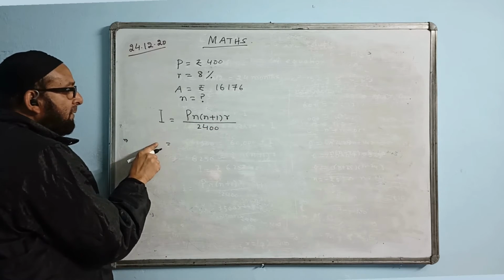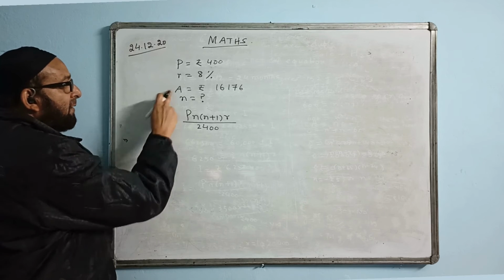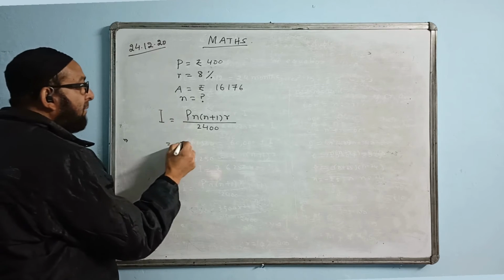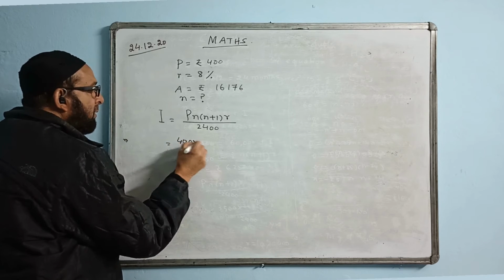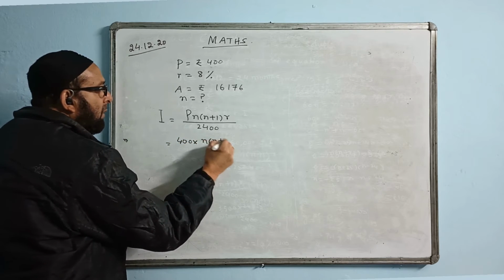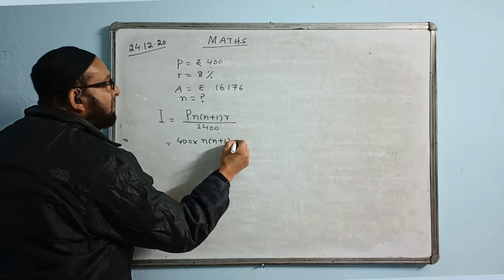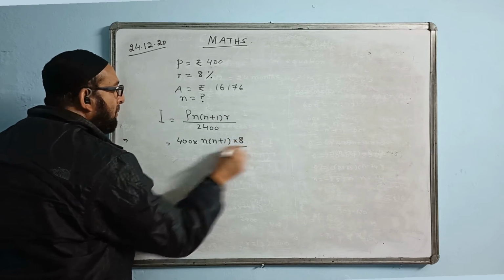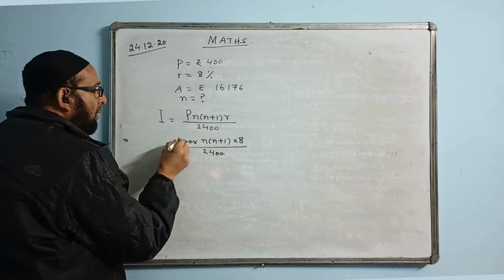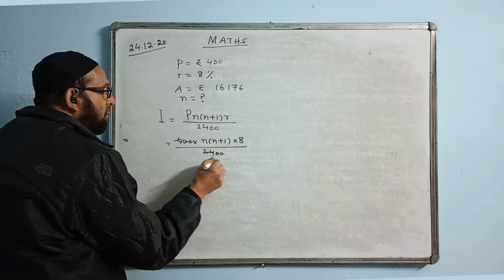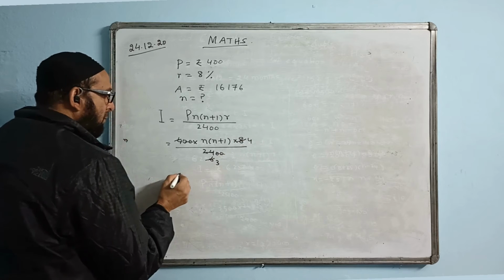This time the I value is not given, so we cannot put the value below. The A value is given, so we use the formula of A. The P value is 400, let us write 400 into n, unknown, n plus 1, rate is 8 by 2400. The zeros will cancel. 4 6s are 24, 2 3s are 6, 2 4s are 8.